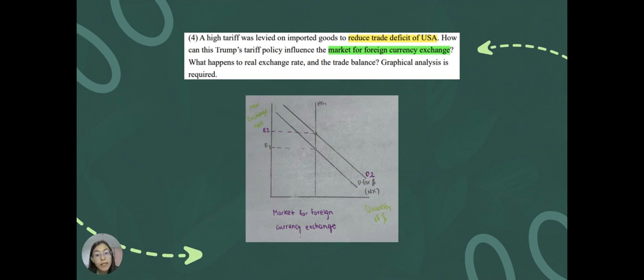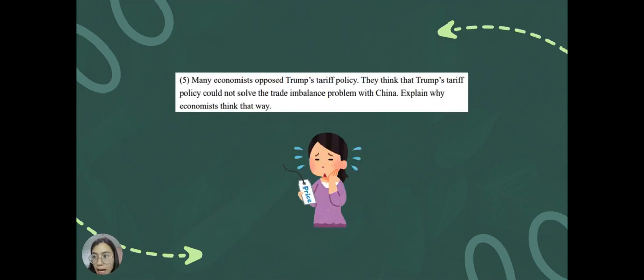And let's go to the fifth question that is connected to this one, which is many economists oppose Trump's tariff policy. They think that Trump's tariff policy could not solve the trade imbalance problem with China. Explain why economists think that way.